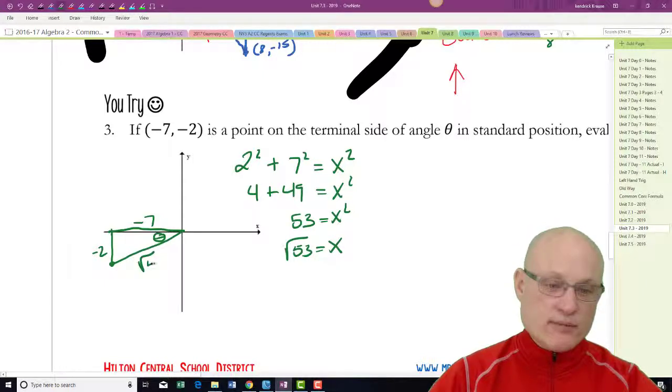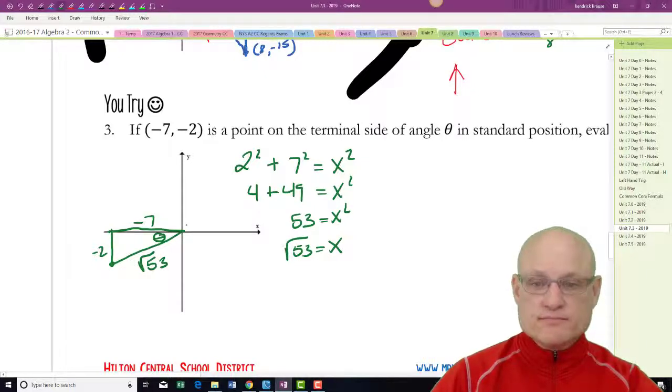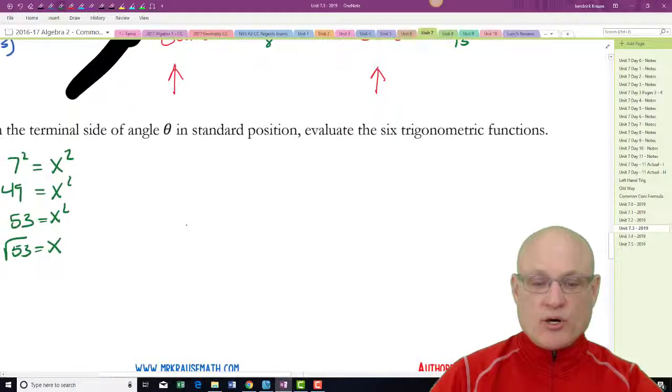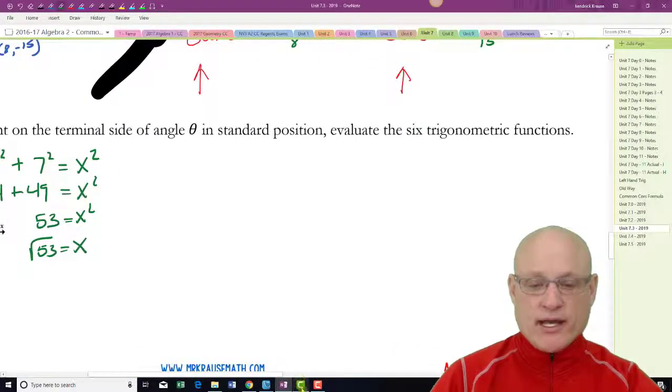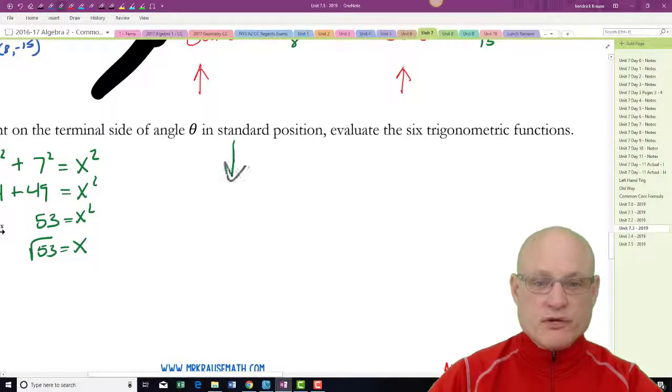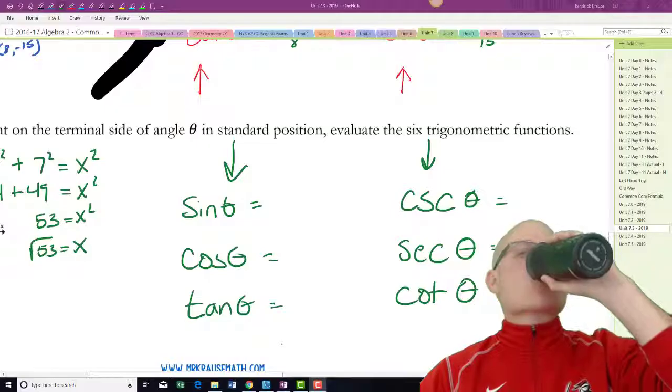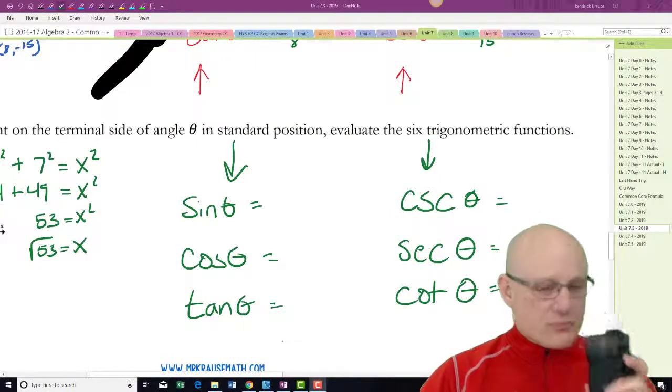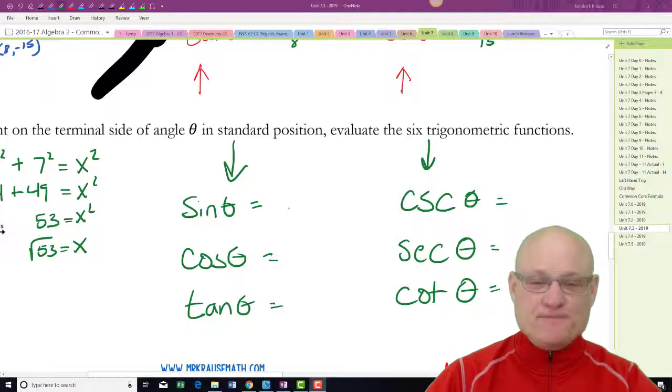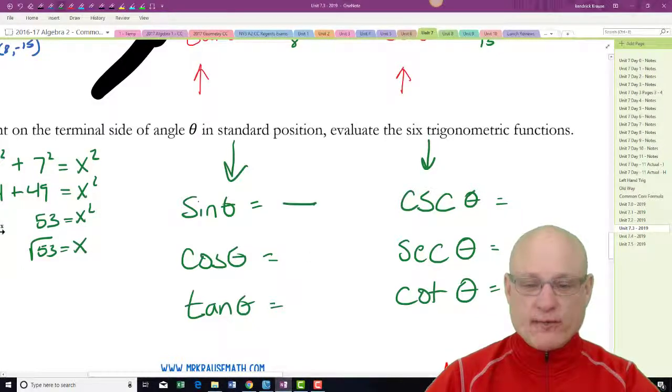Not an easy one. All right. So pause the video real quick, and when you come back, make sure you have all of the 6 trig functions, the originals here, and the reciprocal functions here. How'd you do? I hope okay.